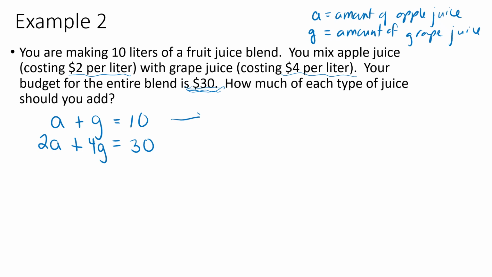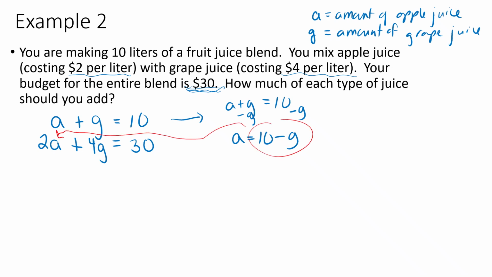So I'm going to take that top equation and I am going to solve that top equation for A. Okay, now could I solve it for G? Absolutely. Okay, this is where you and your neighbor should not be having identical work. And now I'm going to take that and I'm going to plug that into the other equation in place of the A. So we're going to have 2, and then instead of A, we're going to have 10 minus G plus 4G equals 30. And now I have an equation with just G's in it.